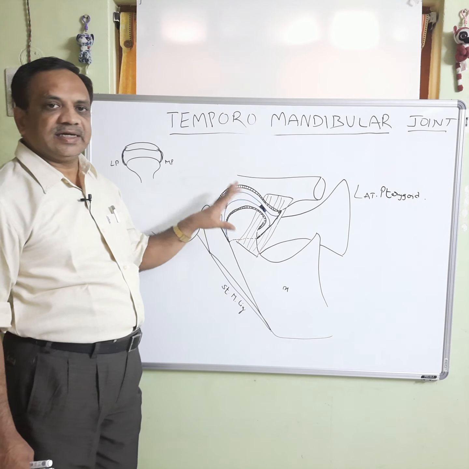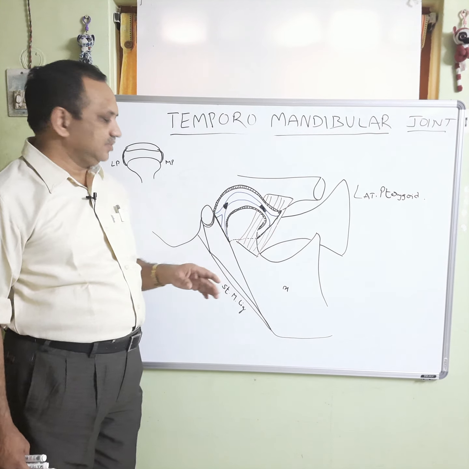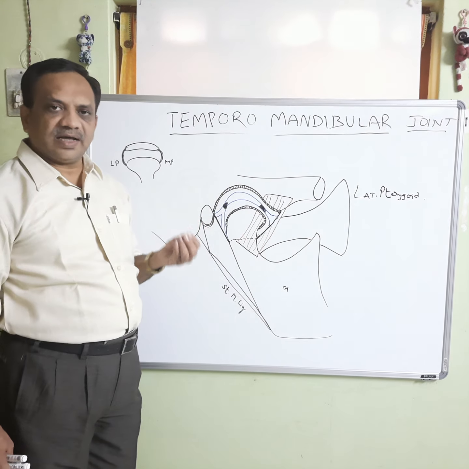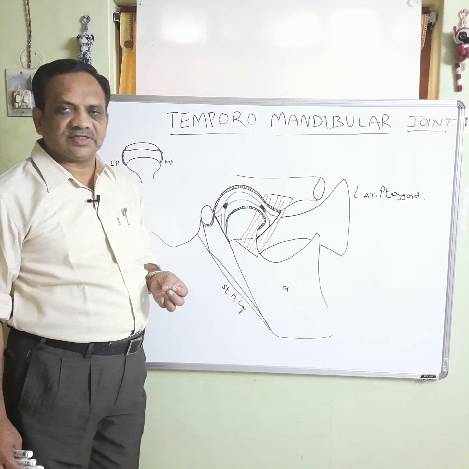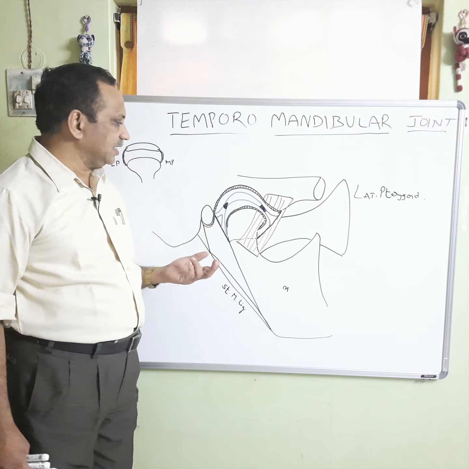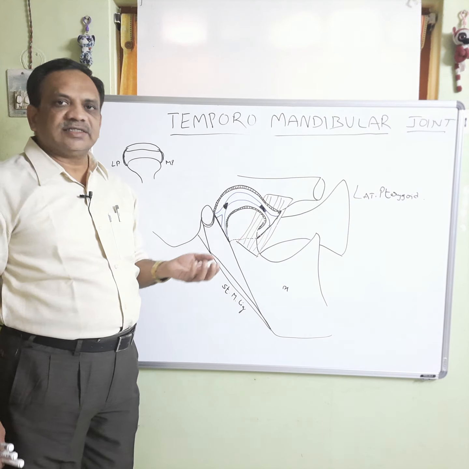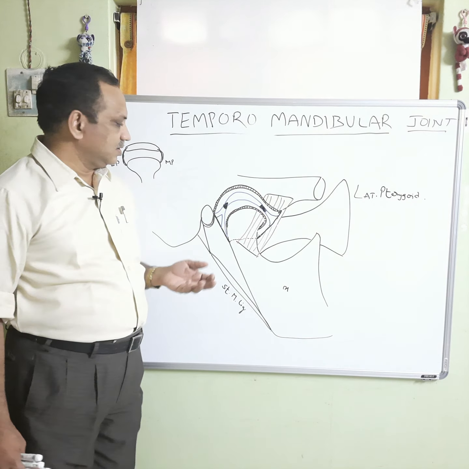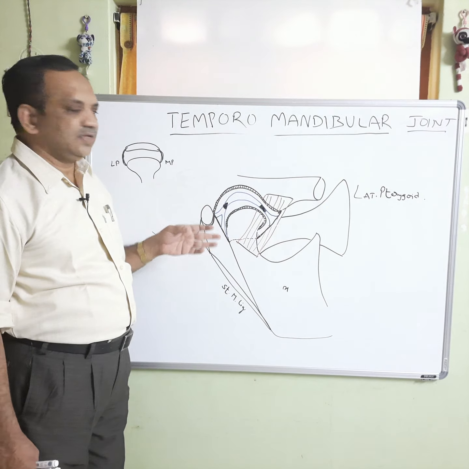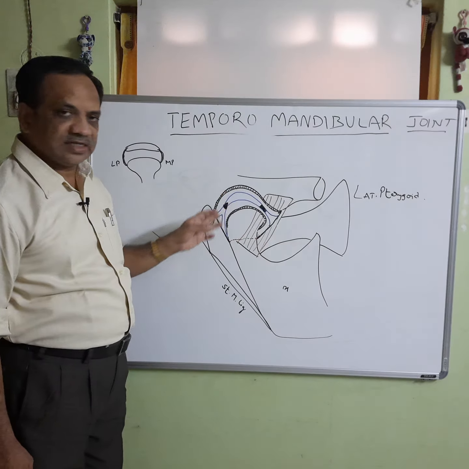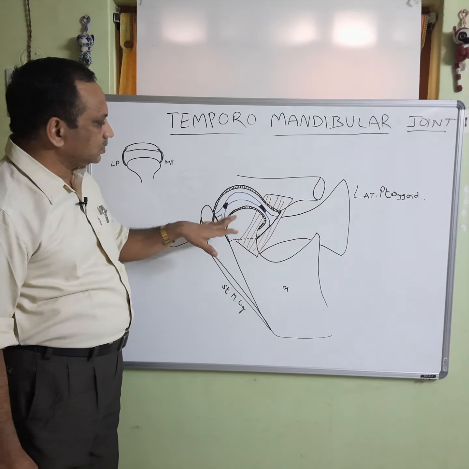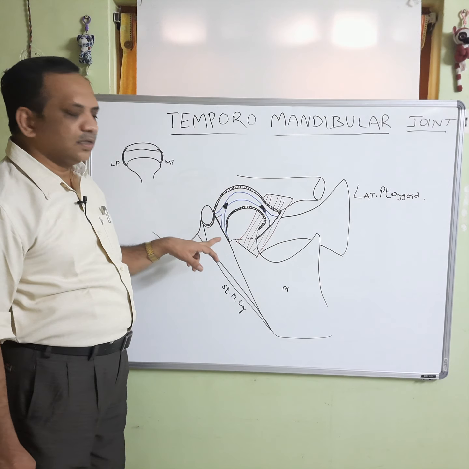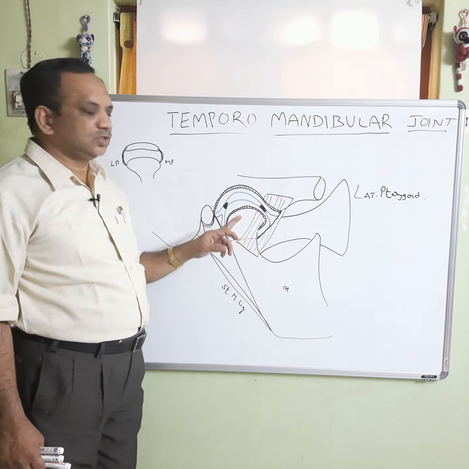This joint gets its blood supply from the articular branches of the superficial temporal artery, and it gets its nerve supply from the masseteric nerve, auriculotemporal nerve, and the articular branches of the maxillary branches. So, this is about the temporomandibular joint.